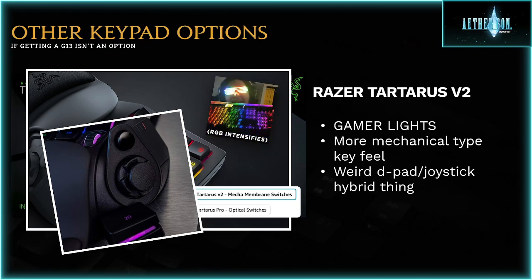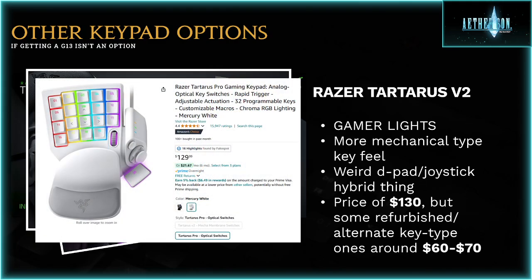An actual joystick that has 360 degrees of movement, whereas this is a D-pad masquerading as a joystick, and you can pop this little cap off, and it becomes a D-pad. I know people who have this thing, and they like it. I think it's totally fine, but once I've tried the G13, I just can't go back. But yeah, it's under $30. You can get it refurbished sometimes. There's different key type variants that are also around $60 to $70 refurbished. It also comes in white if that's your jam.